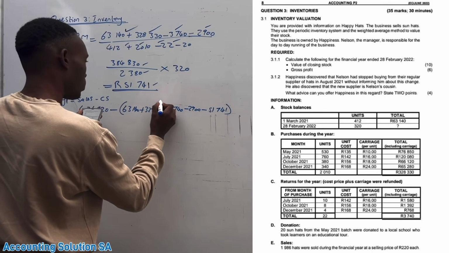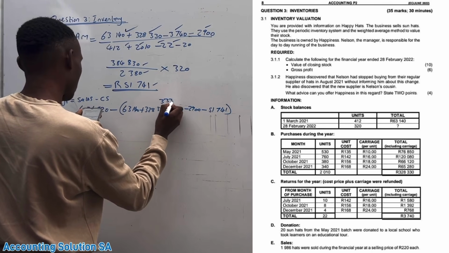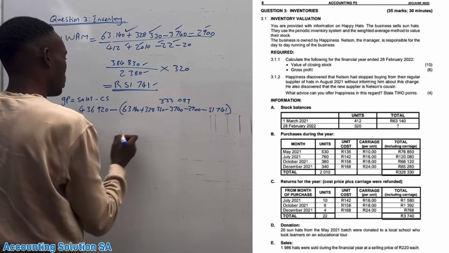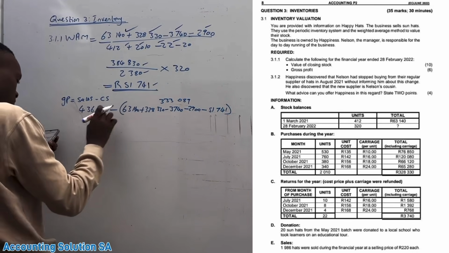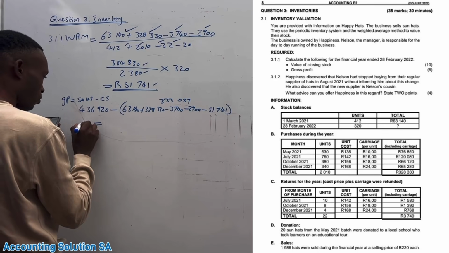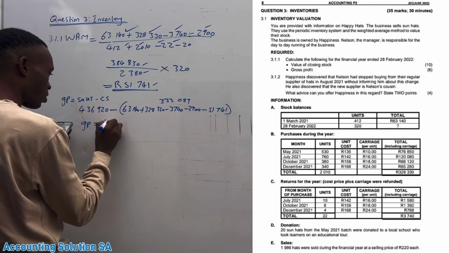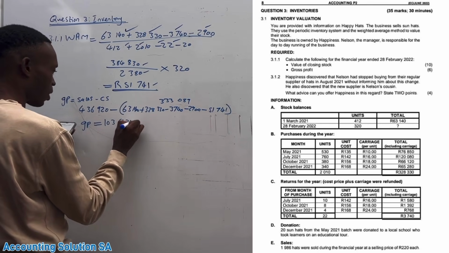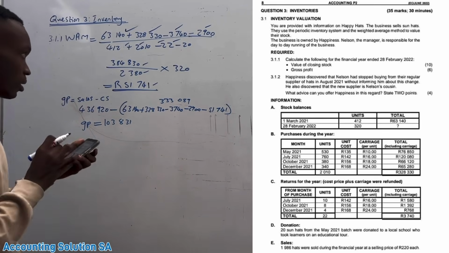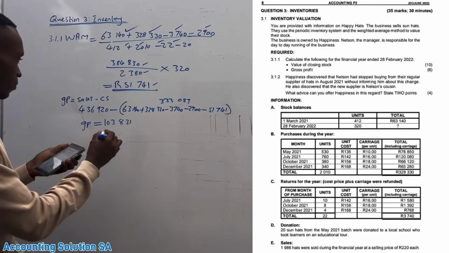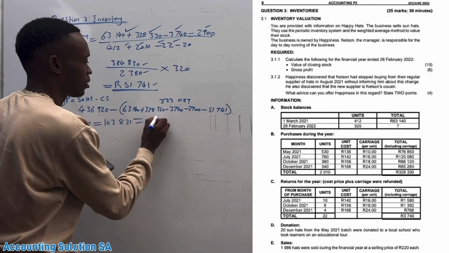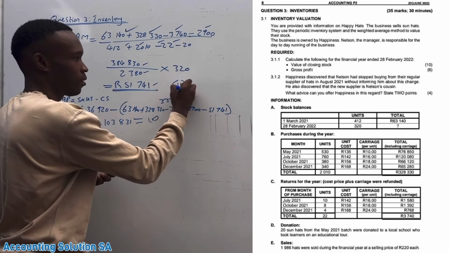which amounts to 333,089. Then if you say sales minus cost of sales, it is going to give you a gross profit of 103,831. Just like that. That's how you should complete this. It was 6 marks, this one, and this one is 11 marks.